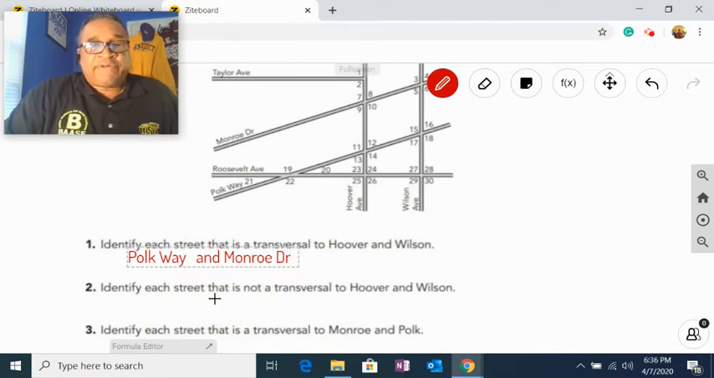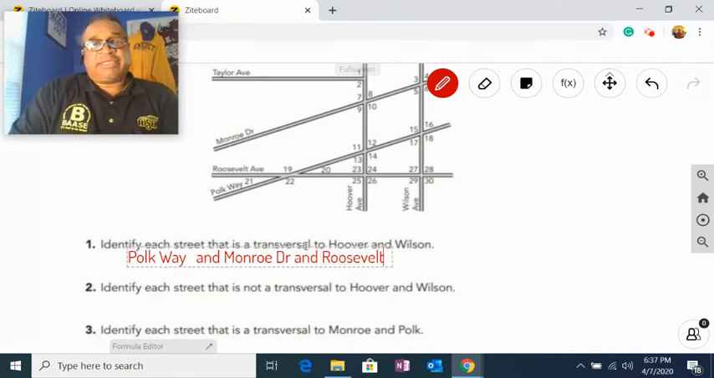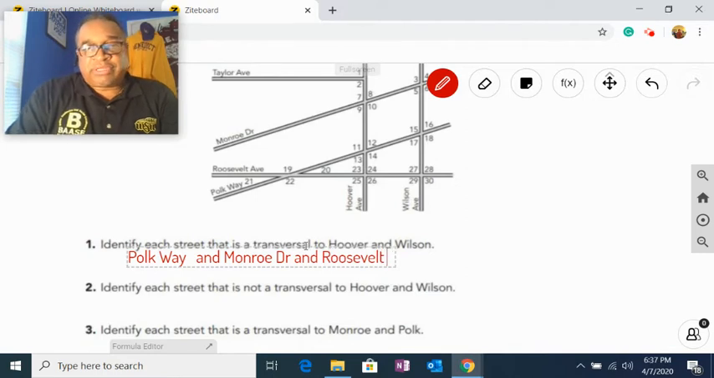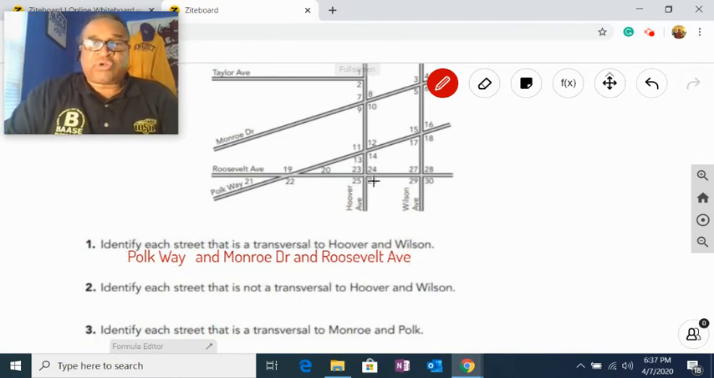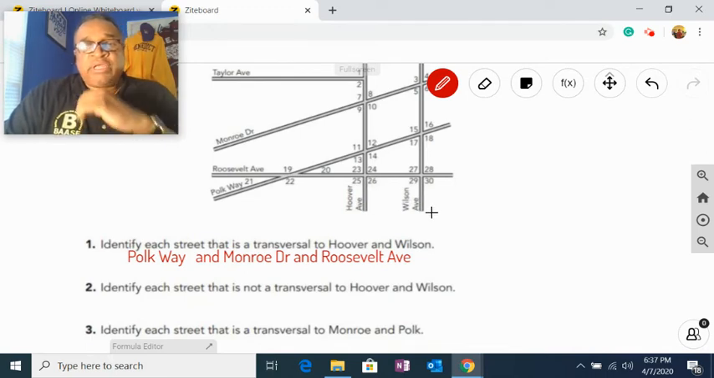Now, identify a street that is not a transversal. So, oh, I forgot about Roosevelt. Roosevelt's also a transversal. See, stretching your thinking there a little bit, stretching mine. And what's that? Roosevelt Avenue. So all three of those would be transversals because they cross Hoover and Wilson.